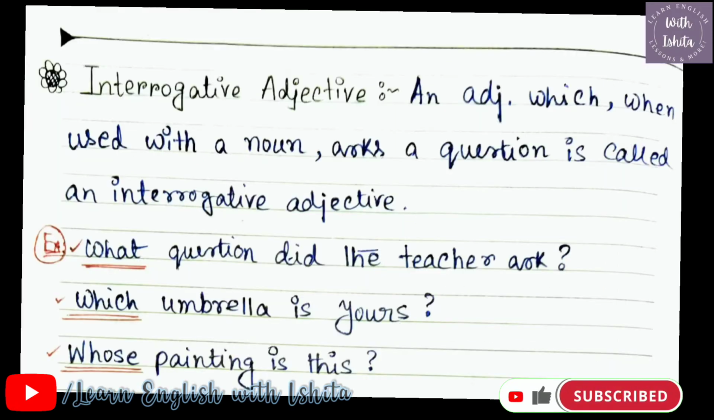After that, interrogative adjectives. An adjective which, when used with a noun, asks a question is called an interrogative adjective. For example, what question did the teacher ask? Next, which umbrella is yours? After that, whose painting is this? Interrogative adjectives are used to ask questions, okay? What, which, whose, all WH words are examples of interrogative adjectives.